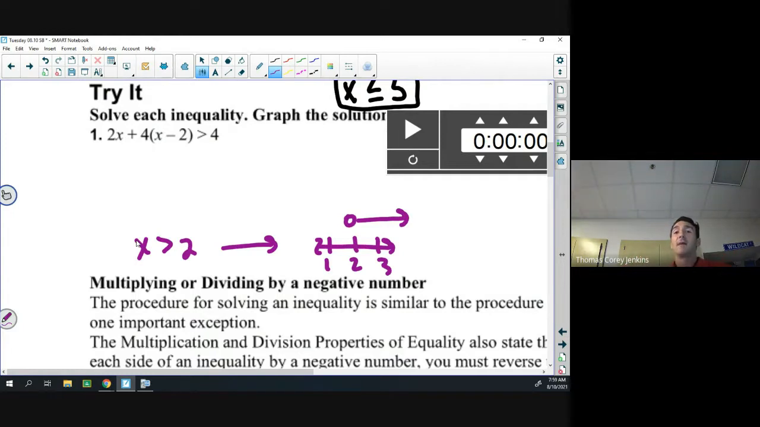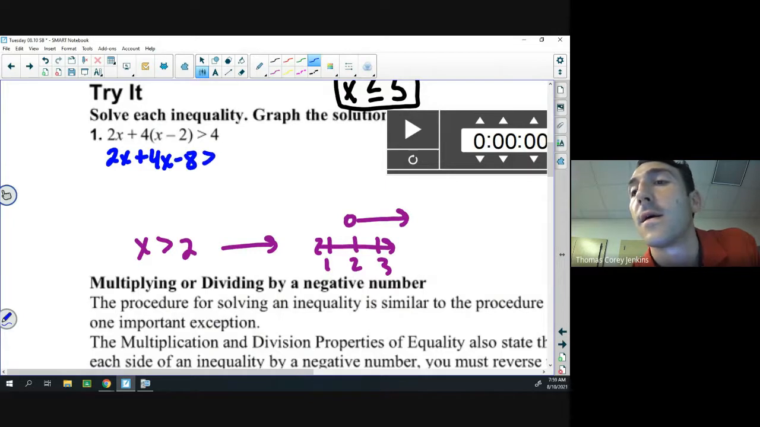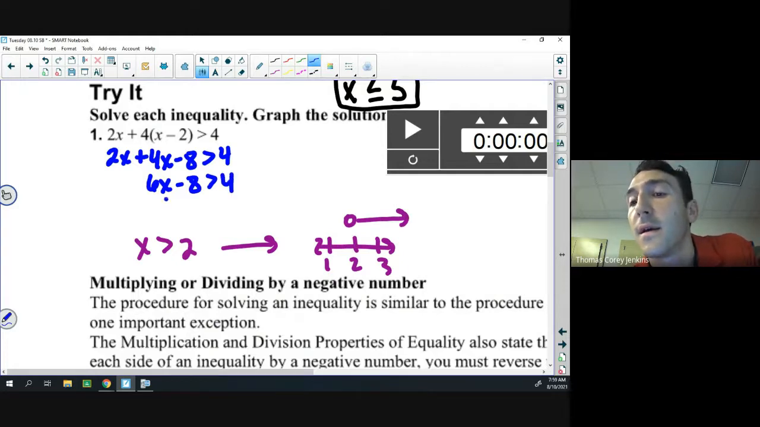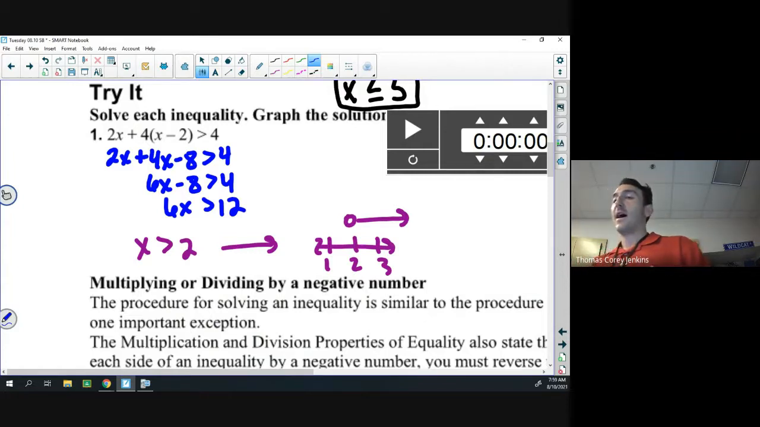Okay. So if you had any trouble, here's how we get there. So distribute the 4 first. Combine your like terms. Add 8 to both sides. So at that point, we're ready to divide. And of course, 12 divided by 6 is 2. Okay. So anybody have any questions before we move on?